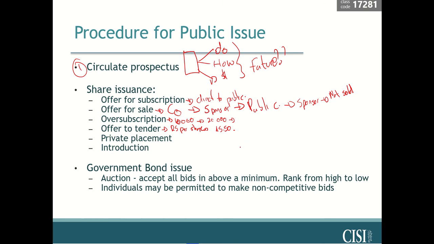Private placement is a sale direct to the investment house or other sponsors. And normally this will happen if they already have a large number of investors. An example of this is also if they're moving from an alternative investment market to the London Stock Exchange main market.